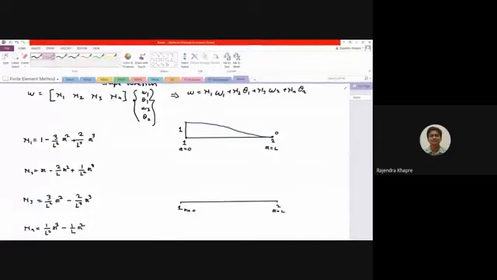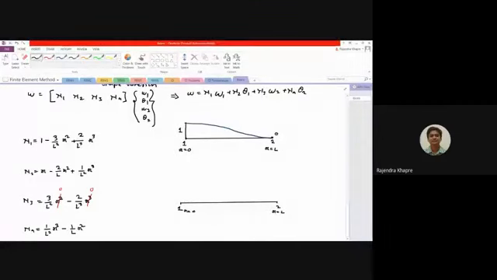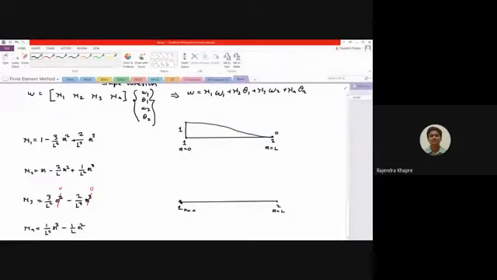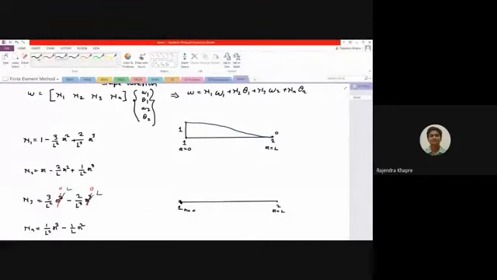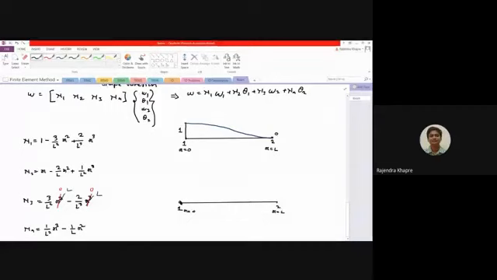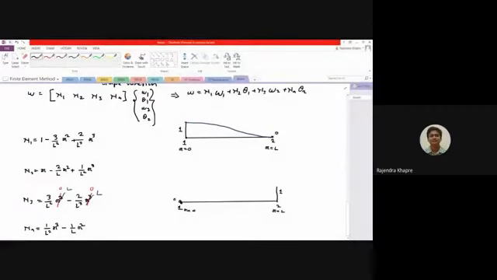In place of this x, if I put the value 0, what is going to happen? N3 value will of course be 0. But now if you substitute the value of x as L, can anybody tell me what will be the value of n3 now? 1. So here you have the value of n3 as 1. Here it will be 1 and here it will be 0.